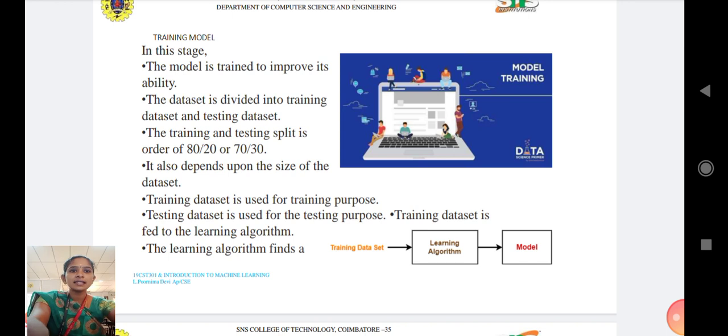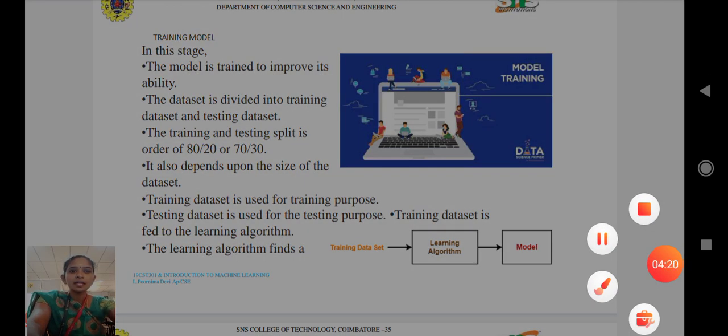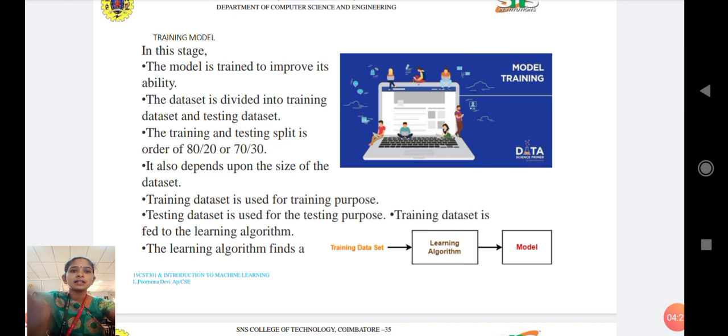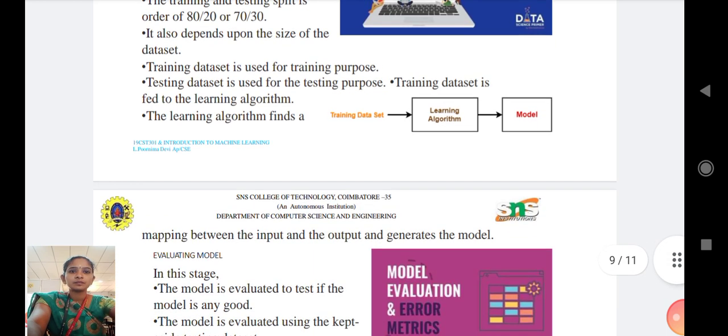The training-test split is in the order of 80 by 20 or 70 by 30. It also depends on the size of the data set. Training data set is used for training purpose. Testing data set is used for testing purpose. Training data set is fed to the learning algorithm.